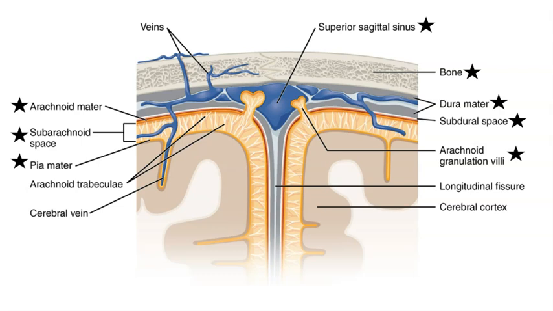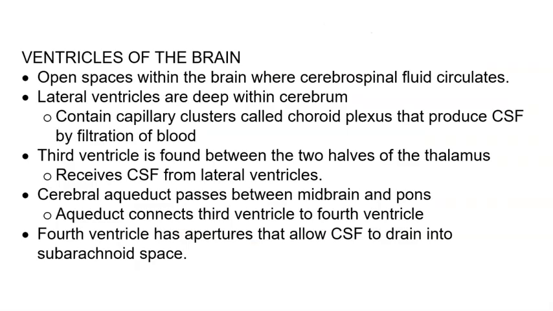So now that we've examined the connective tissue coverings that surround the brain, we can take a moment to look at the chambers within the brain. And collectively, these chambers are referred to as the ventricles of the brain. And these ventricles are open spaces within the brain where cerebrospinal fluid is formed from small capillary clusters that are in some of these ventricles, and cerebrospinal fluid also circulates through these.